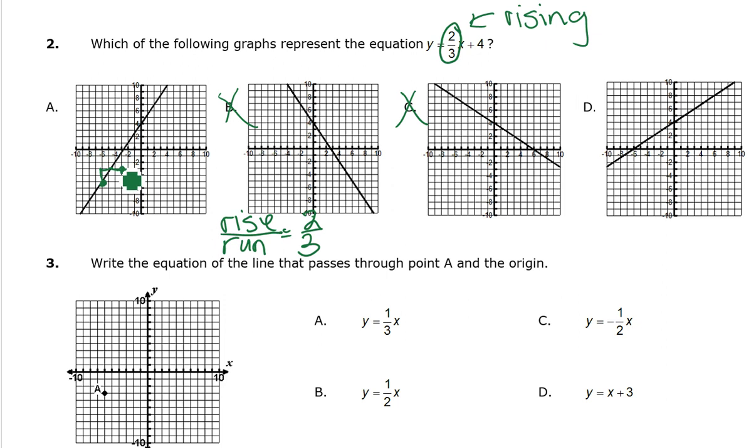And this line doesn't seem to quite be steep enough. Or, I mean, it seems to be too steep. So if I look at D, I can see it goes up 2 and over 1, 2, 3. But let's check our y-intercept. My y-intercept is positive 4. Well, A is a positive 4, and so is D, so that didn't help me out. So D has to be my answer because the slope is correct.